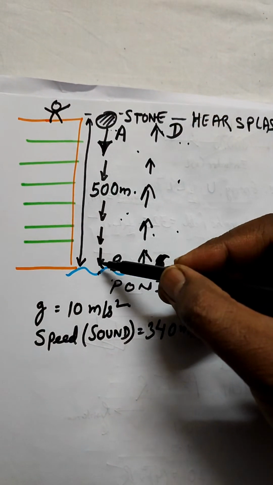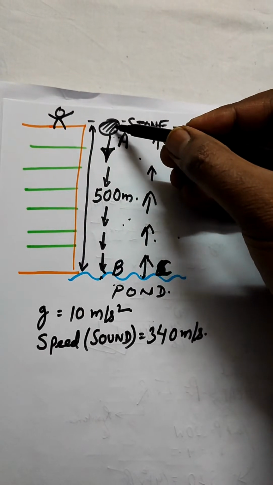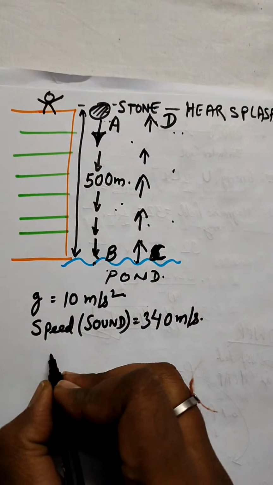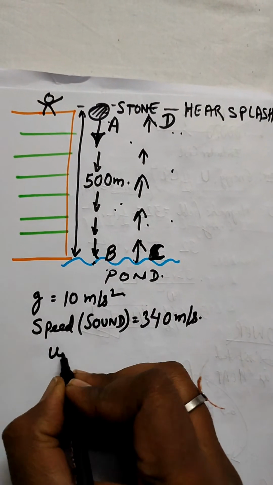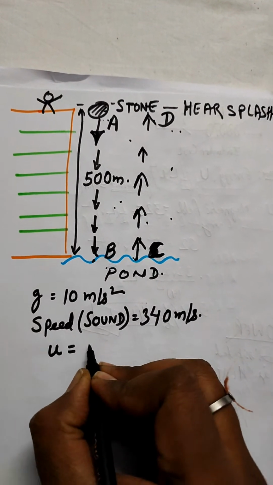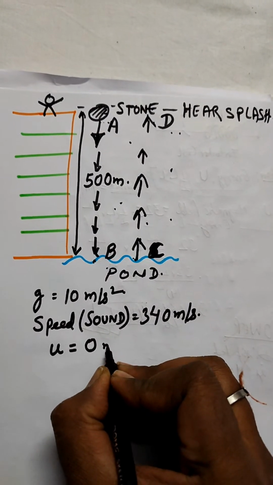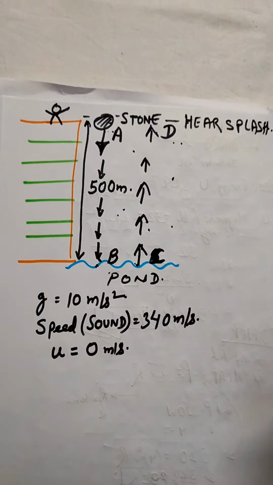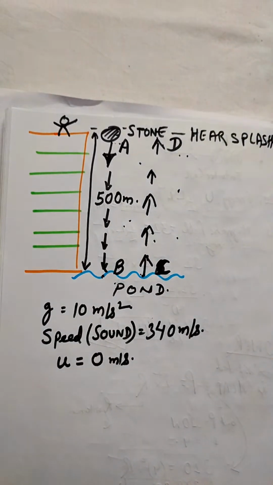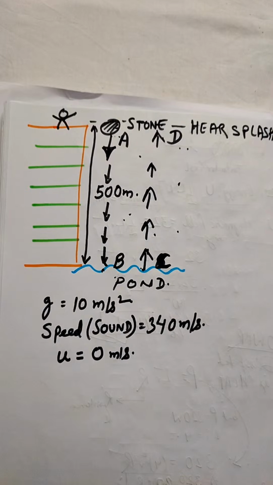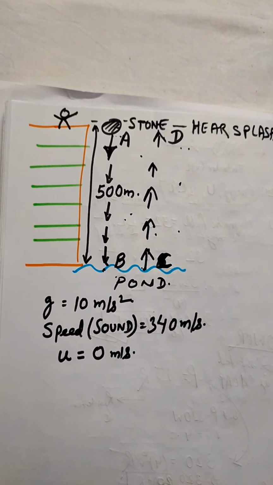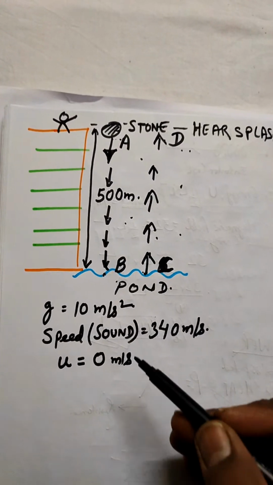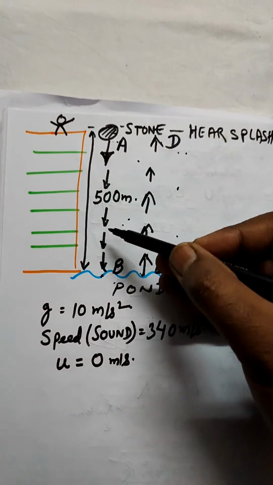Now, what is the time? Suppose you are dropping the stone. Okay, stone is dropped. Since a stone is dropped, we can say the initial velocity of the stone is 0 meter per second, isn't it? The initial velocity of the stone is 0 meter per second.